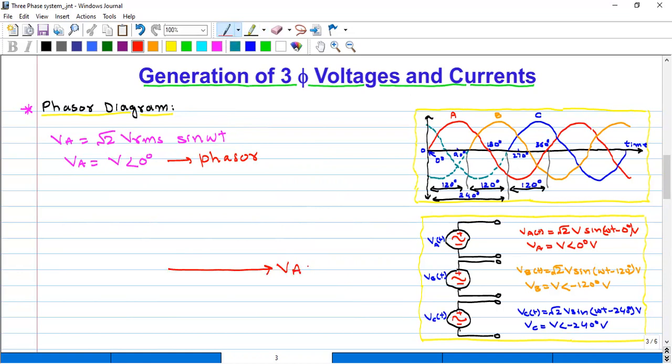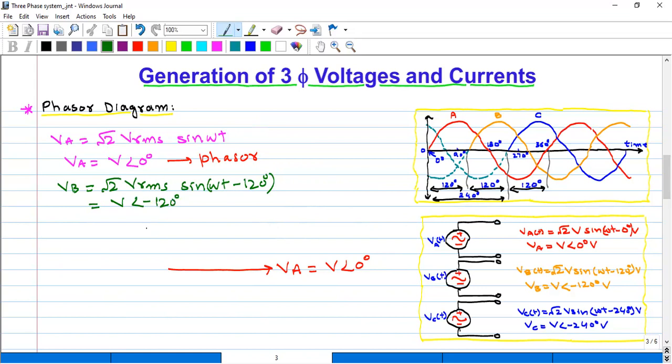And in the phasor form, V is basically equal to V angle of 0 degree. So now we will discuss the phase B voltage. Phase B voltage is basically equal to √2 times VRMS sine omega t minus 120 degree. The phasor form of this voltage is V angle of minus 120 degree.